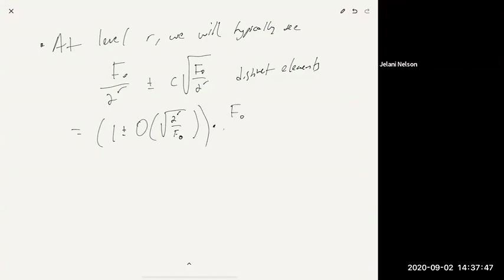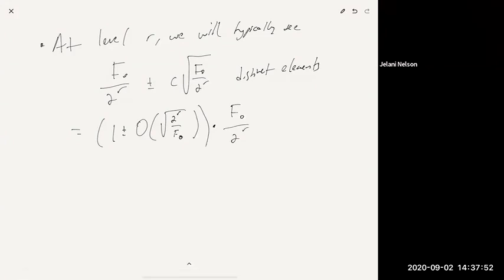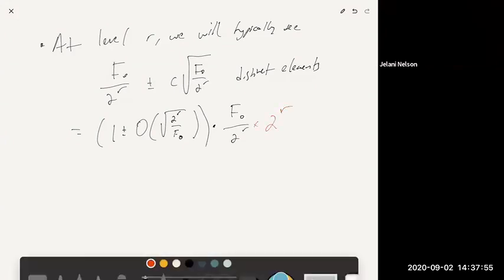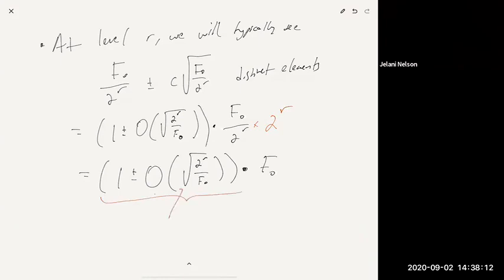Times f0 over 2 to the r. So then when we scale this back up by 2 to the r, what we're going to get is our final answer is going to be kind of 1 plus or minus O of square root 2 to the r over f0 times f0. So this right here is like our multiplicative error. In particular, this is alpha, and we're getting kind of a 1 plus or minus alpha approximation, right?